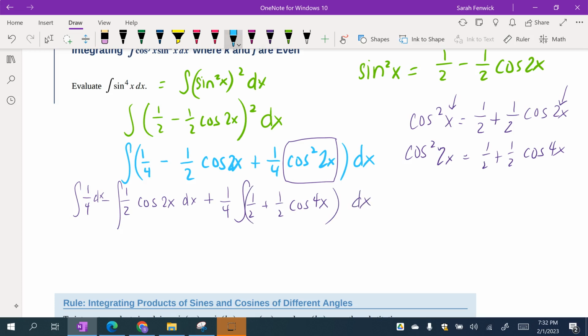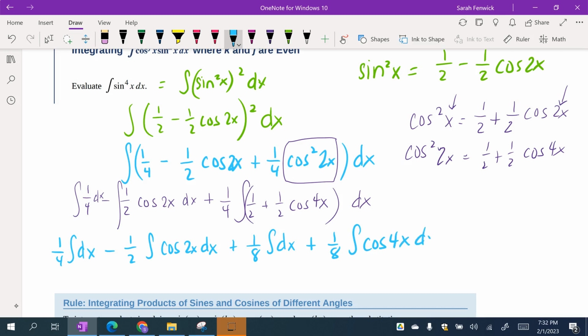One more breakdown. 1/4 integral dx minus 1/2 integral cosine 2x dx plus 1/4 taken out of 1/2 is 1/8 integral dx plus 1/8 integral cosine of 4x dx. Whew. If we're doing cosine of u here, and that's 2x, then it would be 2 dx, so we need another 1/2 out front. If we're doing cosine u here, that's 4x, which would be 4 dx. It needs a 1/4 out front.